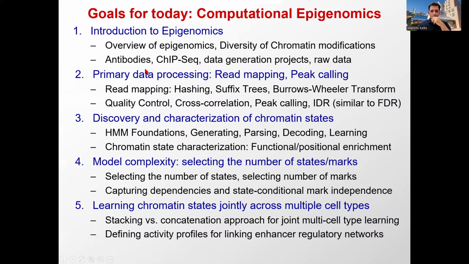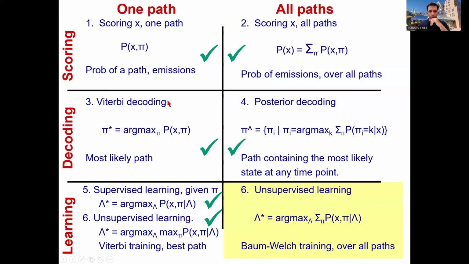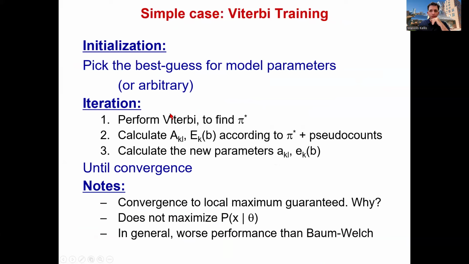Let's say with Viterbi training, in the simple case of Viterbi, I can basically pick some best guess for the model parameters. I will then carry out Viterbi to identify the best possible path. And I will calculate the observed transition and emission parameters according to the Viterbi path and some pseudo counts. And I'll calculate new parameters. And based on the new parameters, I'll recompute Viterbi, find an even better path. And I'll calculate better parameters based on the better path. And, using this annotation, I'll just re-annotate my sequence and so on and so forth.